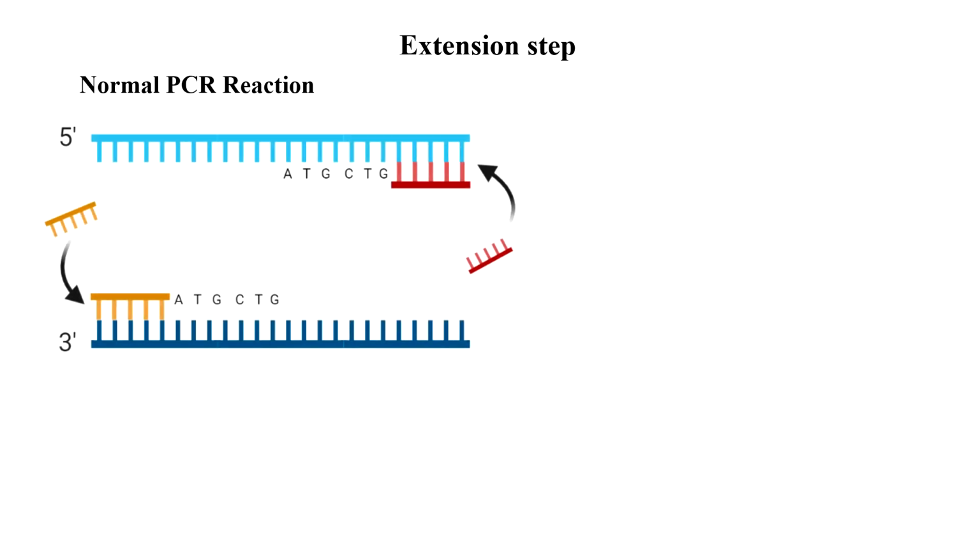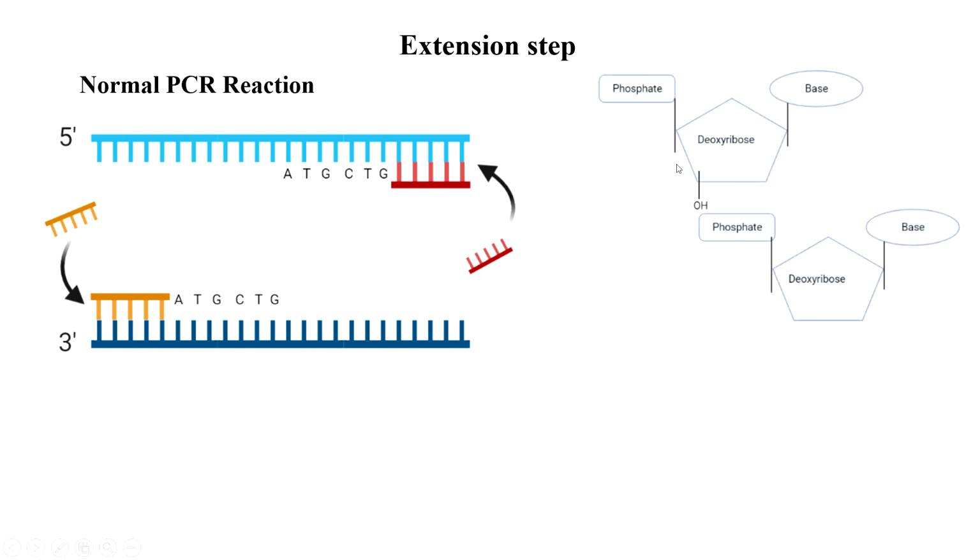So now we will talk about the extension step. In normal PCR, with the help of the dNTPs, the chain length increases because the deoxyribose has the 3' OH group which forms the phosphodiester bond with the adjacent nucleotide, and because of this phosphodiester bond, the chain length increases.